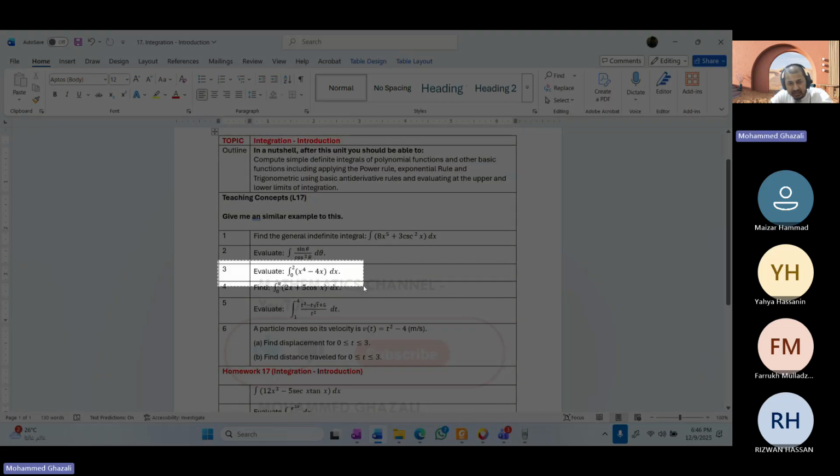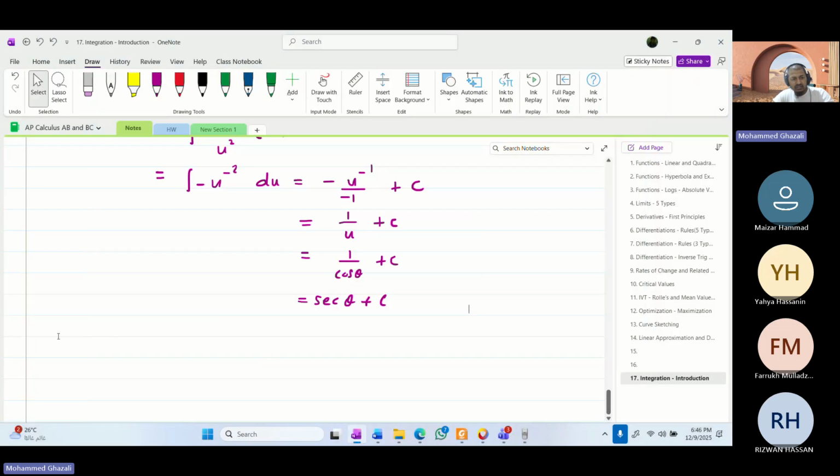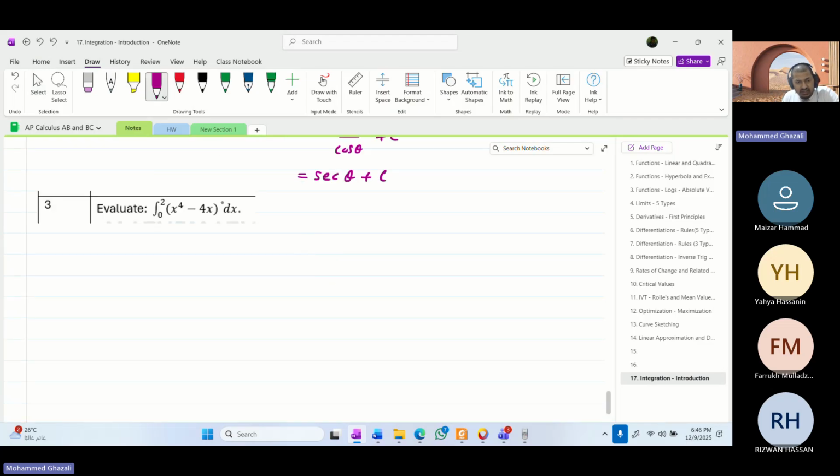Right, question 3. I want to solve this basic indefinite integral. Obviously, you can check this answer on your calculator as well. But let's check this out first. We're just going to integrate. So you can say x to the power 5 over 5 minus 4 x squared over 2. And we're substituting from 0 to 2.